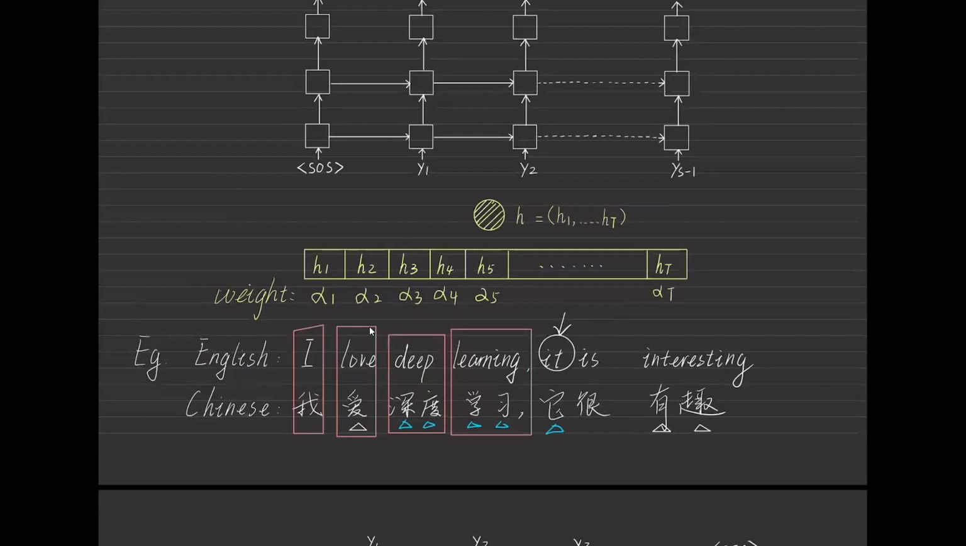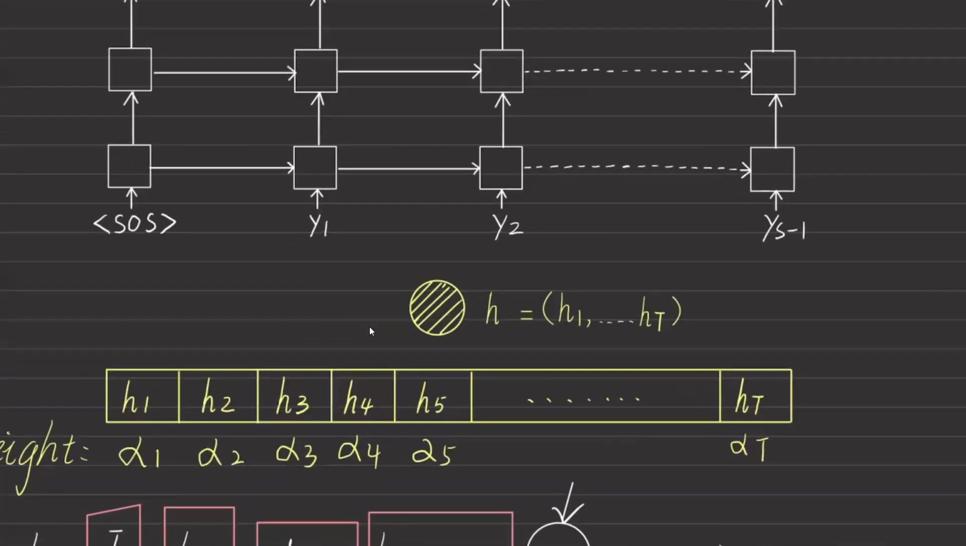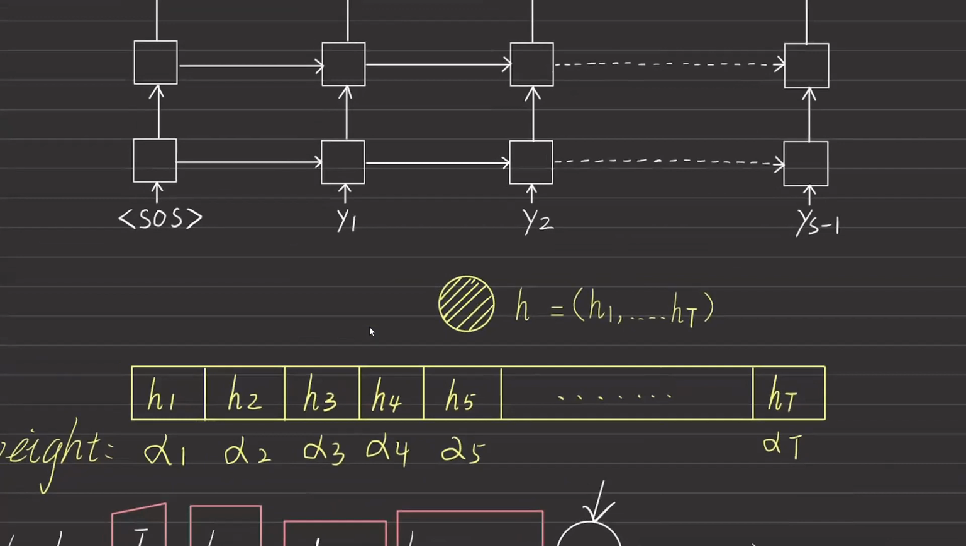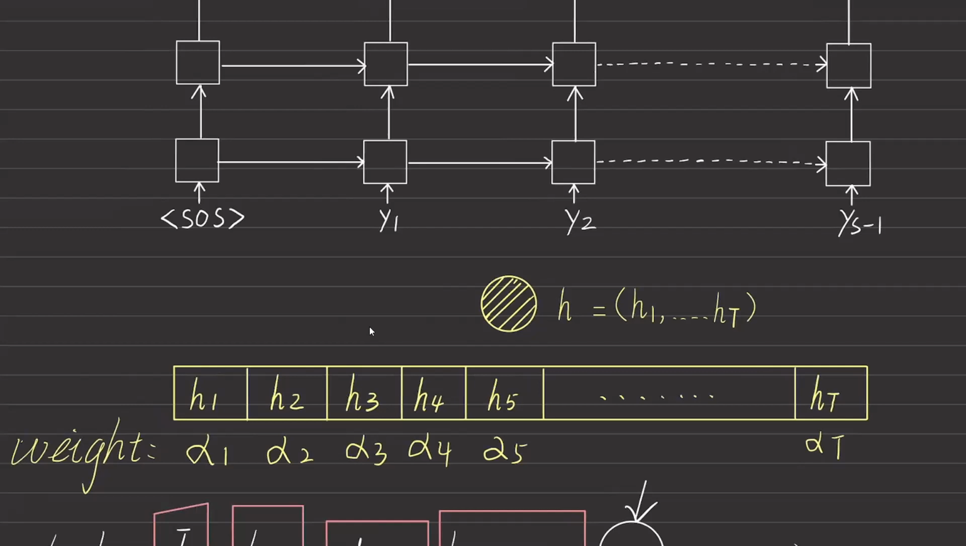So how to translate it into code or some kind of visualization? Imagine that we have... okay, let's just focus on this yellow vector here. H1, H2, H3, and so on. They are the output from your encoder. Each hidden state encodes some information from your input. And all of these hidden states have a corresponding weight. I will use alpha 1, alpha 2, alpha 3, and so on to represent the weights.